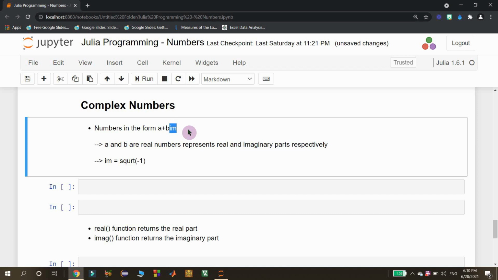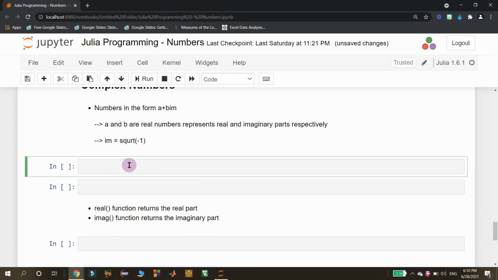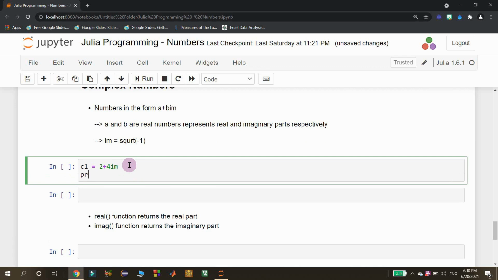That means if you want to represent a complex number a plus ib, then we have to represent that number as a plus b im in Julia. We know that im is equal to the square root of negative 1. That means im square is equal to negative 1. Then I am considering an example here. I am taking a variable c1. Then I am assigning a value 2 plus 4im. Then I am displaying that c1 and the type of that c1.